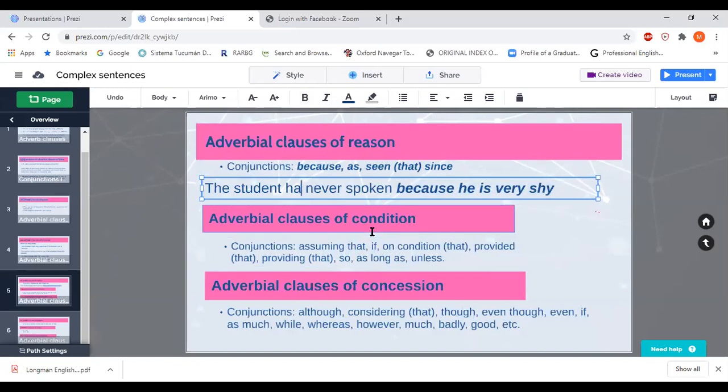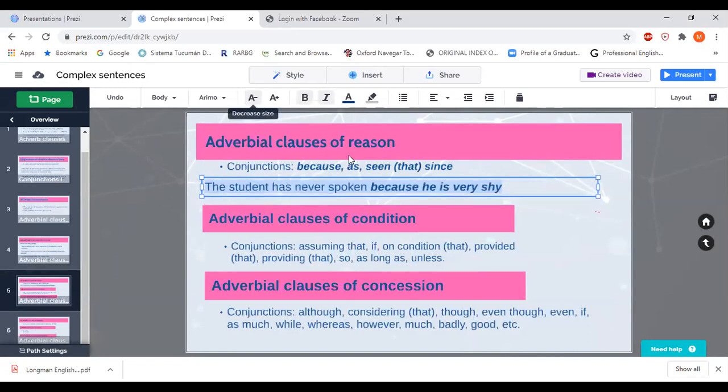Okay? I like present perfect better. Yes. The student has never spoken because he is very shy. Do you understand? Yes. Sorry. There's absolutely no reason for me to do this, but I can't leave it like that.